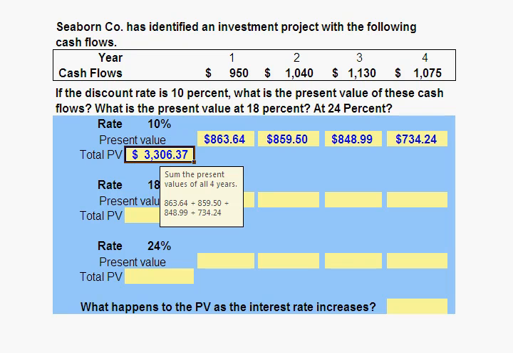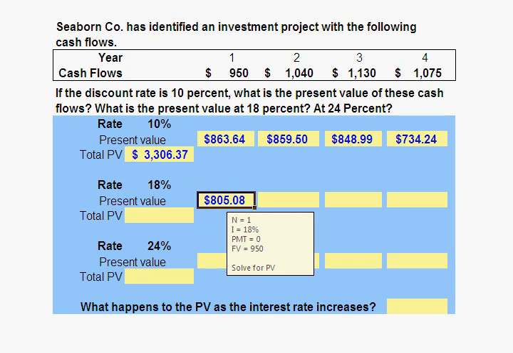Finally, to calculate the total present value, we sum the present value of all 4 years. We add together the 863 plus the 859 plus the 848 and the 734, and we find a total present value of $3,306.37. For an 18% interest rate, we repeat the same steps, but now instead of I equals 10%, we use I equals 18%. For the first cash flow, we discount the $950 back one period at 18% and find a present value of $805.08. Notice, as the interest rate goes up, the present value decreases.